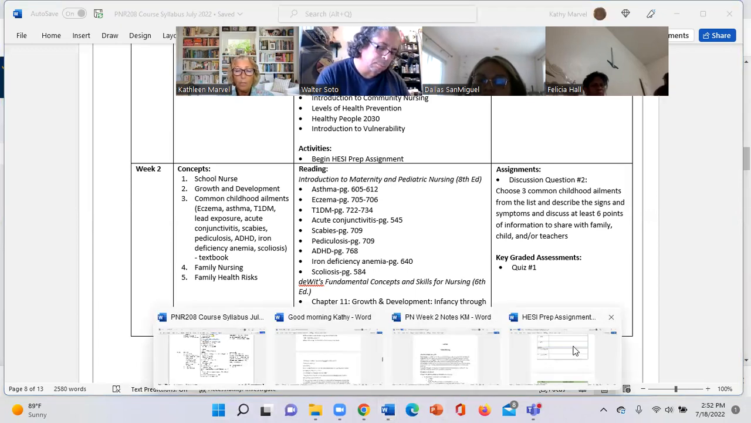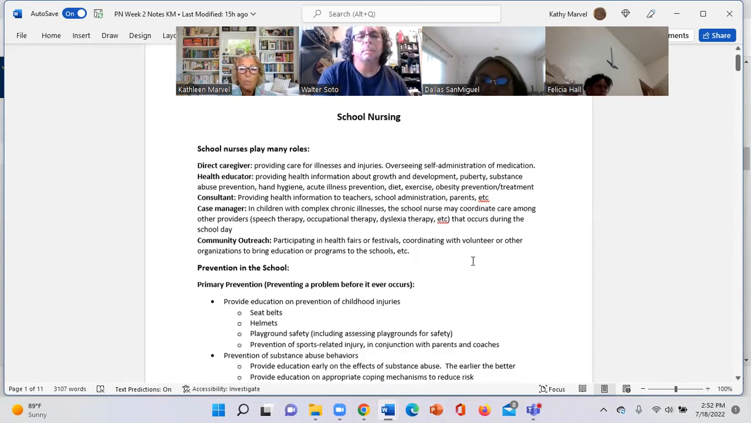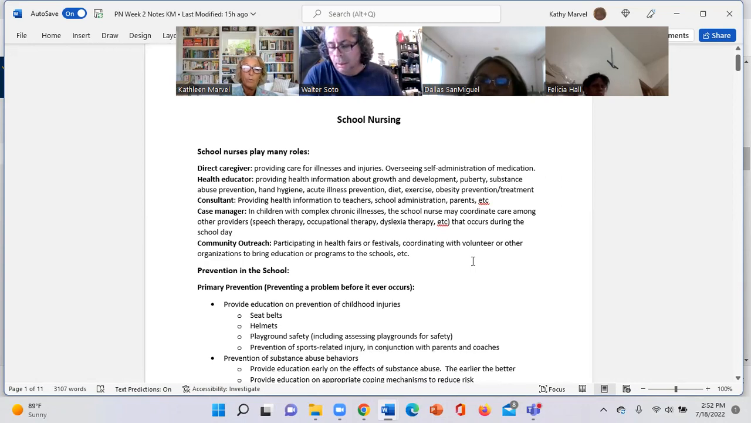So our notes are a summary of all the readings. Let's do a little bit more on school nursing from the notes, just to recap. All the roles the nurses may play, we've already discussed all this: caregiver, educator, consultant, case manager. I didn't use the word case manager, but a case manager is somebody who coordinates care.